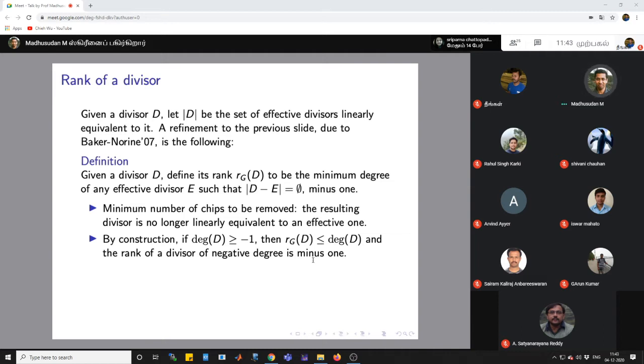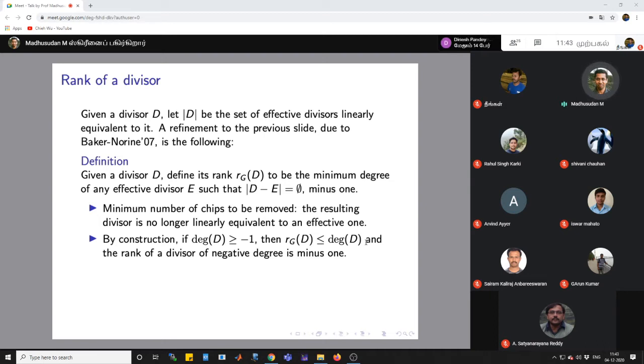This is called the linear system. It's bar, so its bar will be empty. So definitely, your rank will be smaller than or equal to the degree of D. So this is the idea. So the first upper bound is: rank is at most the degree of D, provided the degree of D is greater than or equal to minus 1. Right? Any questions on this?